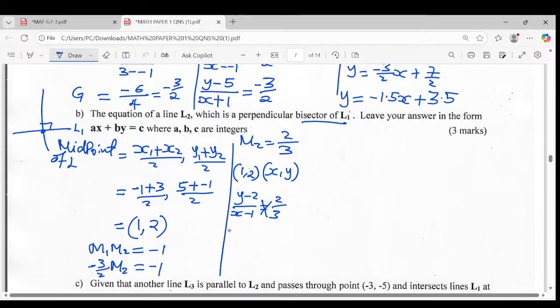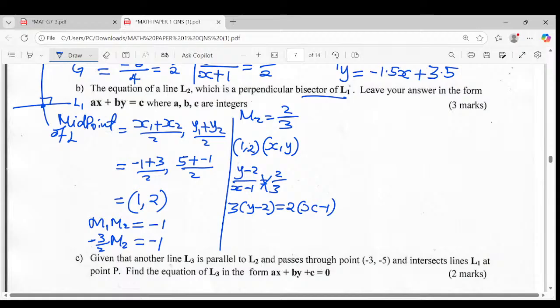You're going to have 3 into y minus 2 being equivalent to 2 into x minus 1. When you open the brackets, we are going to have 3y minus 6 equal to 2x minus 2. But now look at the form in which they are saying we express our answer. Remember, if you've been told in an exam to leave your answer in a particular form, make sure you write your final answer in that format.